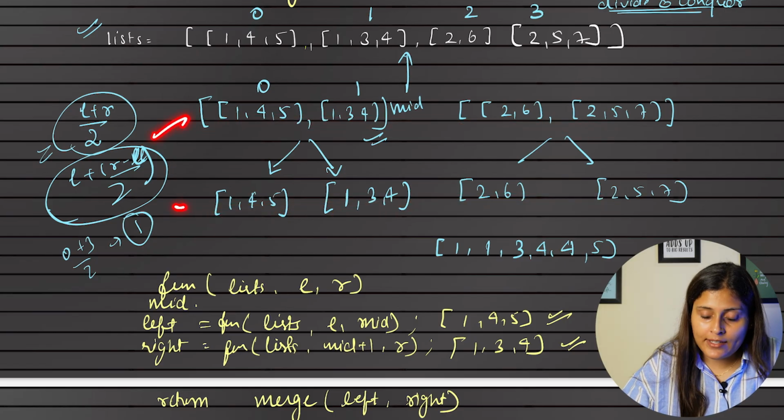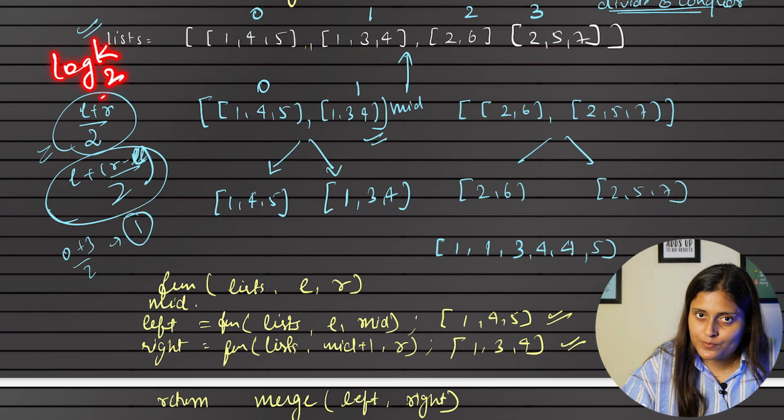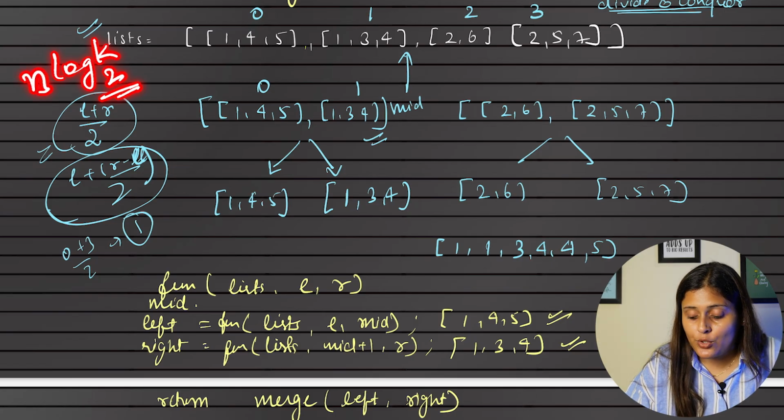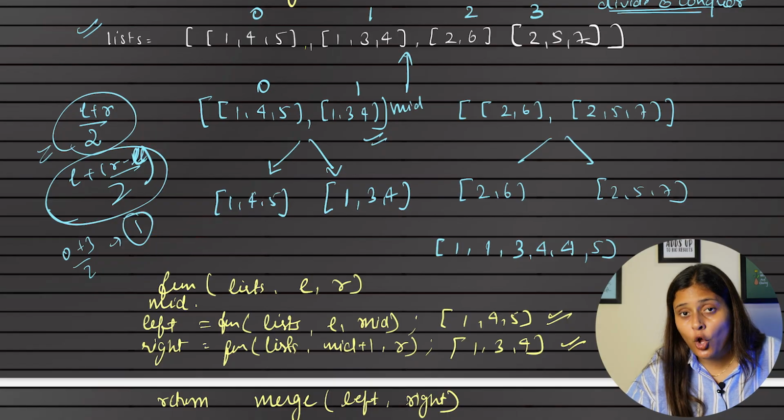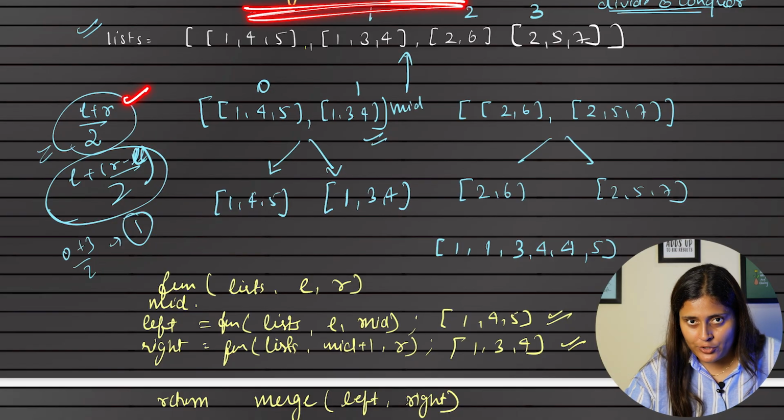And how many levels are there? For 4 nodes, the levels were 2. So can I say it is nothing but log k base 2? Yes. And the number of nodes is n. Correct. So hence the time complexity for this is n log k, for this approach to merge k sorted lists.